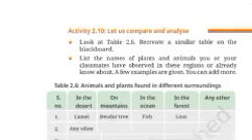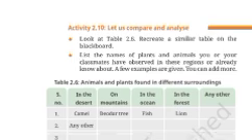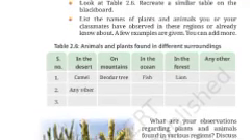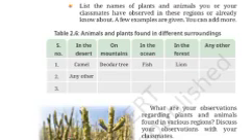Moving further, Activity 2.10. Let us compare and analyze. Look at Table 2.6. Recreate a similar table on the backboard. List the names of plants and animals you or your classmates have observed in these regions or already know about. A few examples are given. You can add more. Camel, deodar tree. Camel in desert, deodar tree on mountains. In ocean, fish. In the forest, lion. Any other?